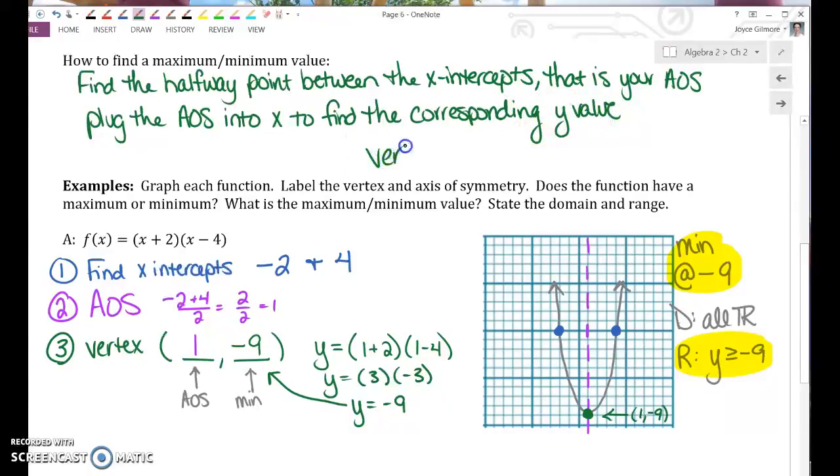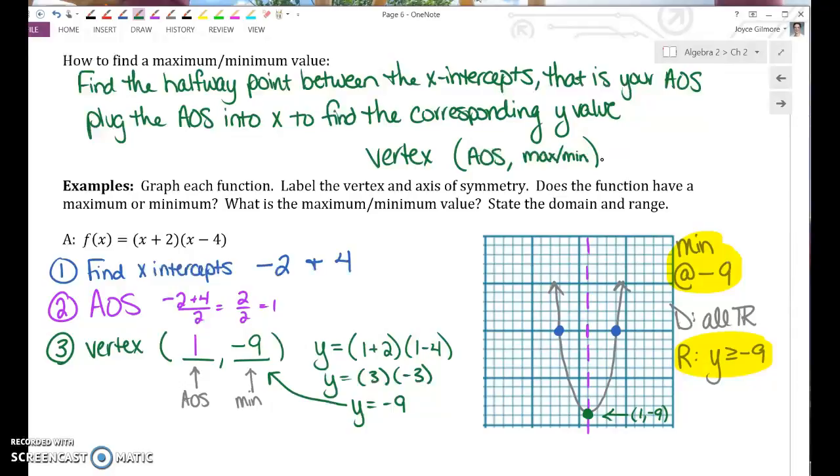It might be helpful for you to also write that the first part of your vertex is the axis of symmetry, the second part of your vertex is your maximum or minimum. Now remember me saying that word problems like we're going to do next week are actually really easy if you know how to find your vertex. That's because the vertex is the maximum or minimum.